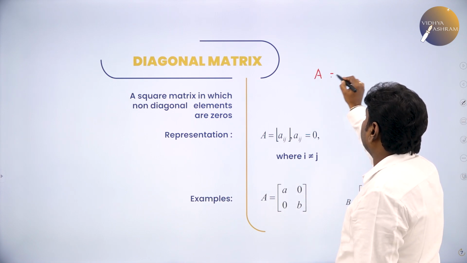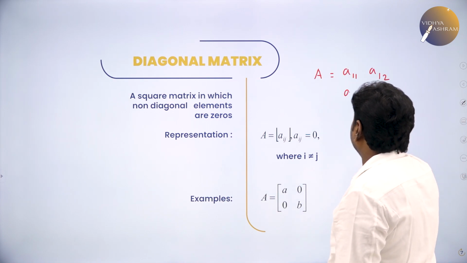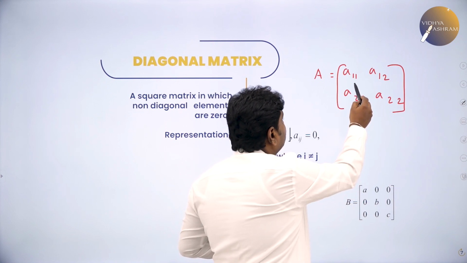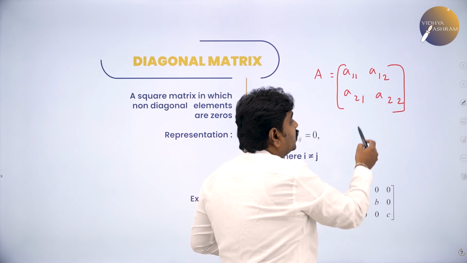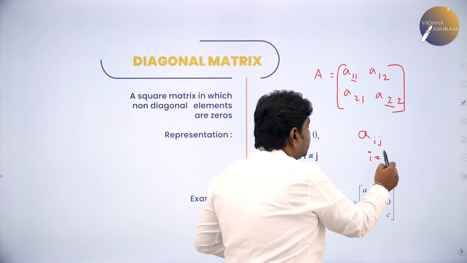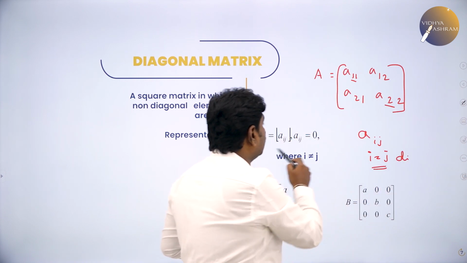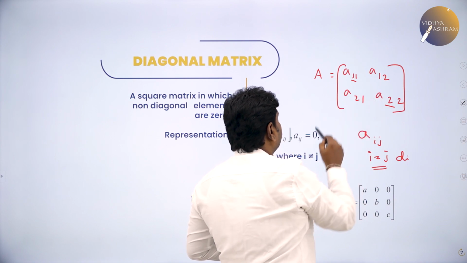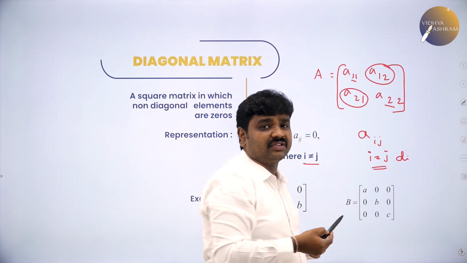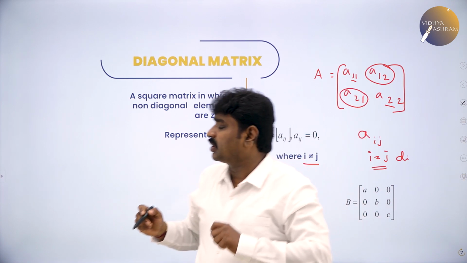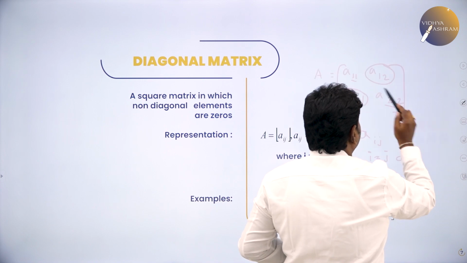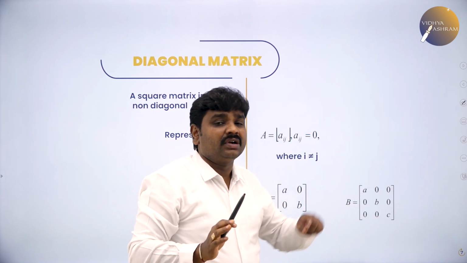If I write A is equal to A11, A12, A21, A22, this is a square matrix. You can see the diagonal elements have suffix 1 1 and 2 2. If these two are equal, we say aij with i equal to j, then it is diagonal. i not equal to j means non-diagonal. Here 1 and 2 are not equal, so the non-diagonal places should be 0, then it is a diagonal matrix. Don't worry about representation. I will repeat it, because first I should teach you how to construct a matrix, then it will become easy for you.